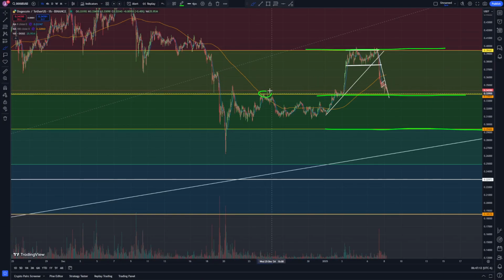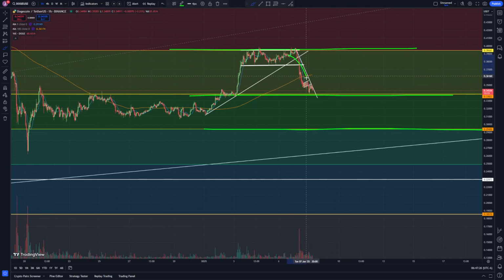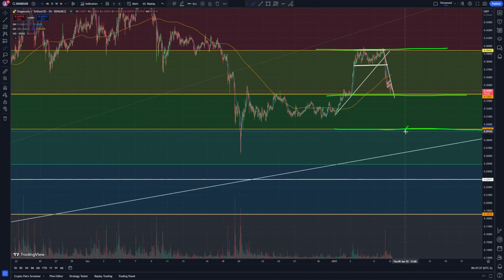acted as resistance right here. We came down, acted as resistance again. Once we actually did break it, we got green candles. Came up to the next one, red resistance, and then sideways, went down, and that's where we're at right now. We're testing this Fibonacci retracement level. Are we going to bounce on it, or are we going to fall and go to the next one? Because if we break through it, the next one is what I'm looking at.